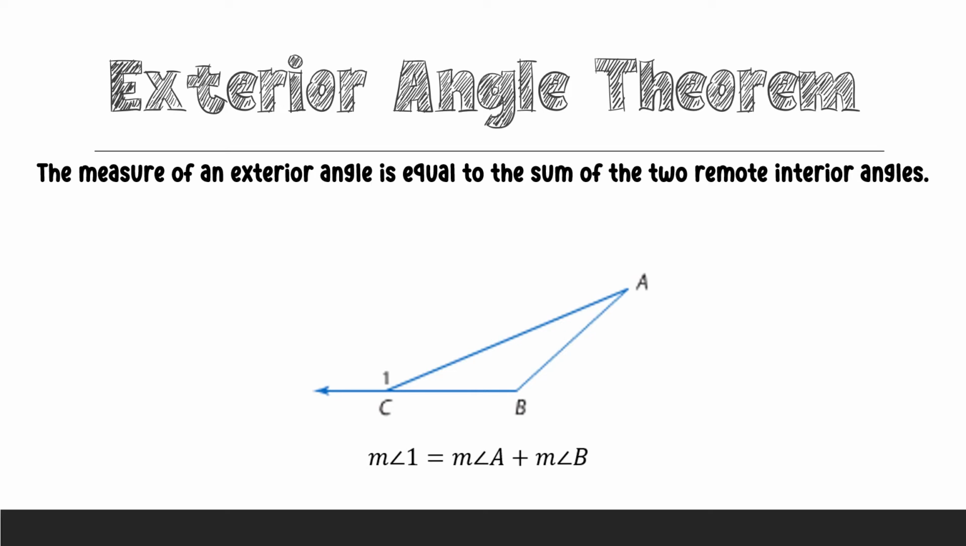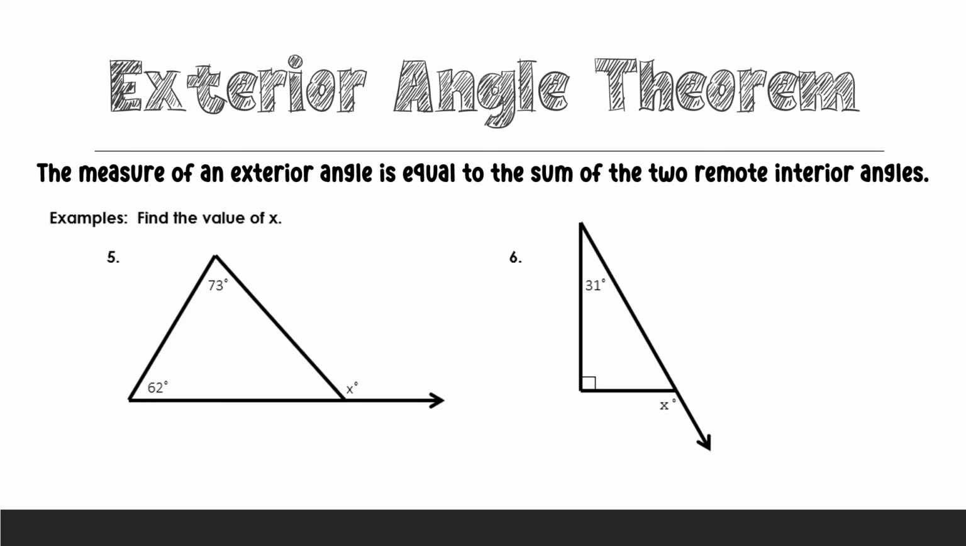Another important theorem related to angles is the exterior angle theorem. Exterior is referring to an angle on the outside of the triangle. And what the exterior angle theorem says is that an exterior angle is equal to the sum of the two remote interior angles. So if we're looking at this diagram, angle 1 is your exterior angle, and your remote interior angles are the angles of the triangle that do not touch that exterior angle. So that would be angle A and angle B. So the measure of angle 1 should equal the measure of angle A plus the measure of angle B. And we will do the proof for this theorem in just one second.